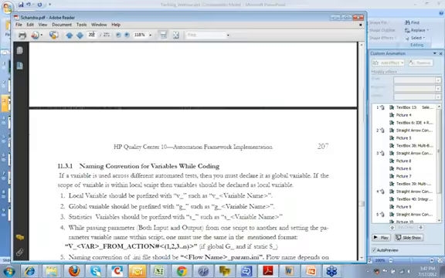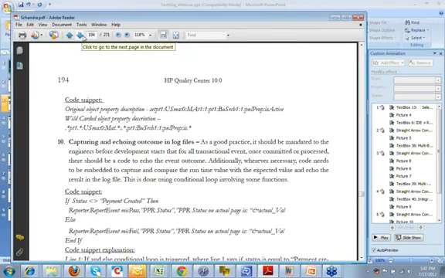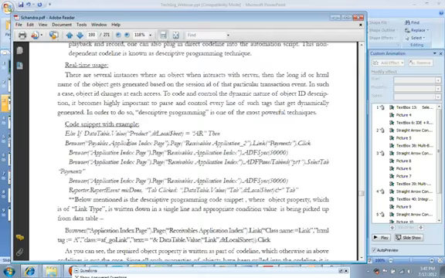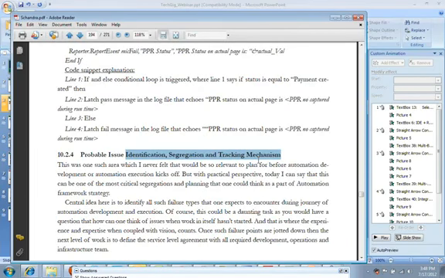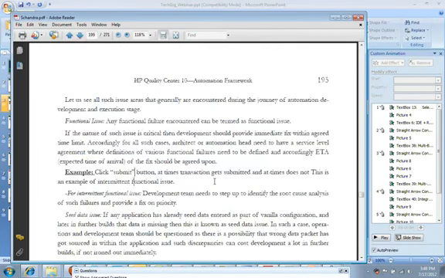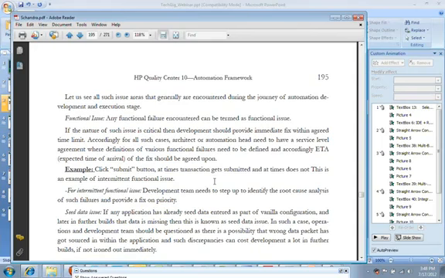So I will go to this page, 194. This page talks about the things that will help you identify the problems: probable issue identification, segregation, and tracking mechanism. This is a real case study. I have done it with Oracle, Amazon, CA, Microsoft, and a few more organizations on the services industry side.